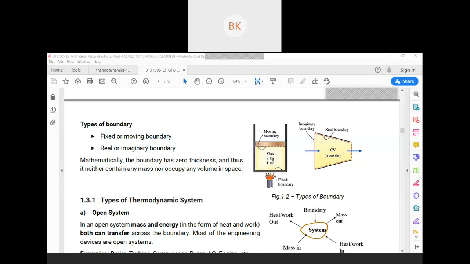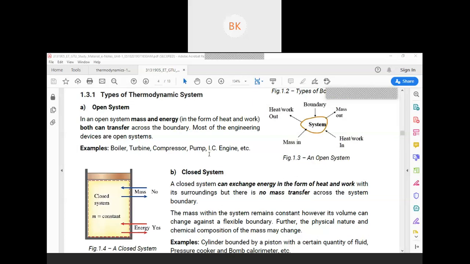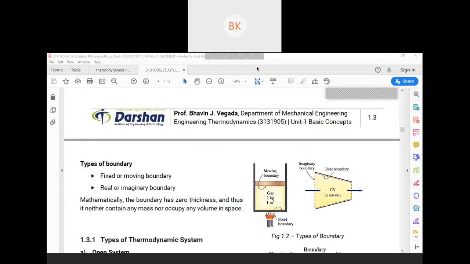So simply, there will be a system and a surrounding, and the boundary in between is just an imaginary, virtual concept. Any doubt in this so far?